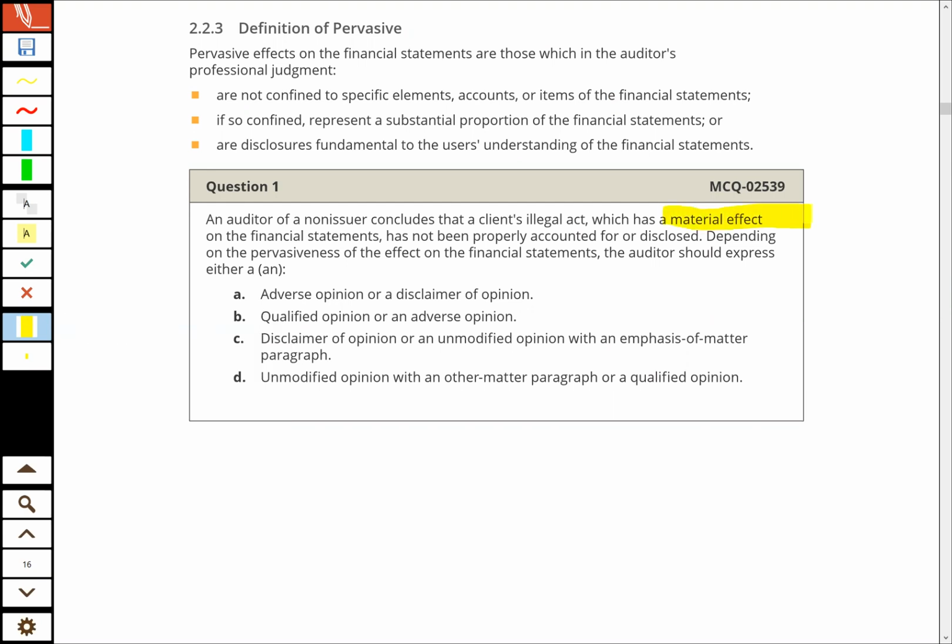Meaning we're not going to be able to issue an unmodified opinion, right? If we have a material problem, we can't issue an unmodified, so we could almost get rid of that right out of the gate, right? On the financial statements. Now, if it's affecting the financial statements, and they tell me, as I read on, that it has not been properly accounted for or disclosed, those are key words that are pointing me to what?